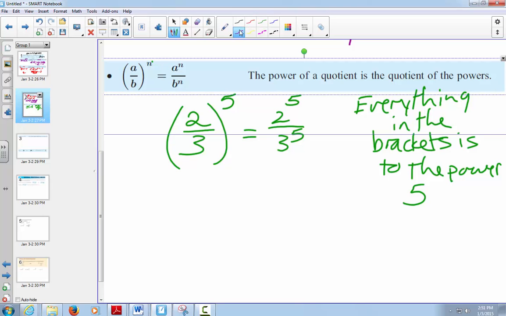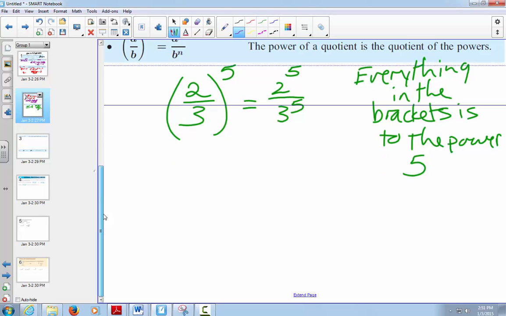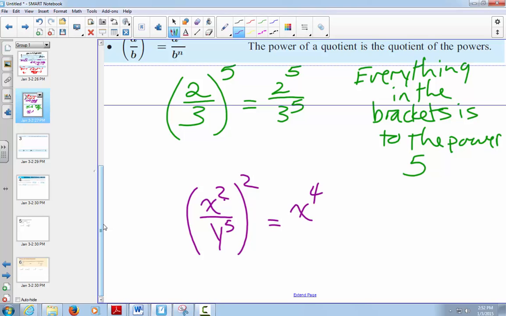Now, let's see. I want to do one more quick example for this. I'll change the color so we know it's a new example. If I have x squared over y to the fifth, and all of that is squared, well, that means I have x squared squared, so x to the power 4, 2 times 2, over y to the 5th squared, which is y to the 10th, 5 times 2.